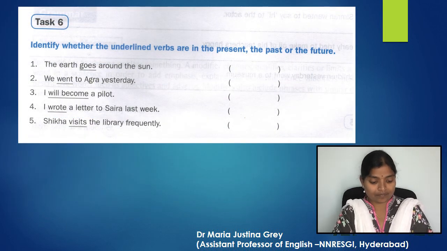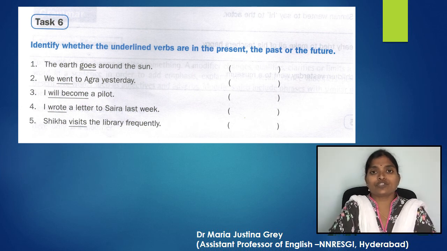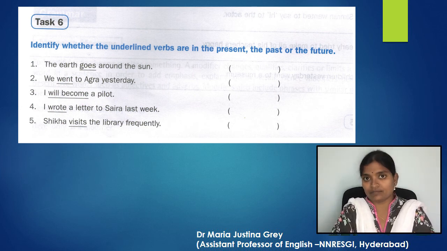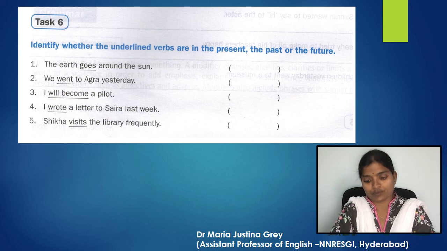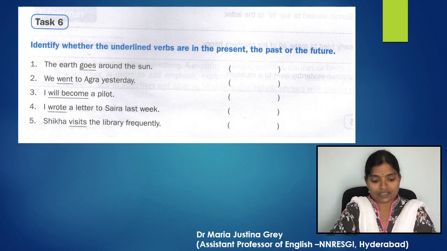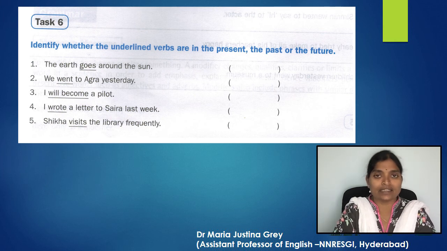Task 6. Identify whether the underlined verbs are in the present, the past, or the future. Please remember, we are just looking at the tenses now, not the time. Okay, we're not looking at the time, just look at the tense. I'm telling you this because different tenses are used for different times. Okay, we will see that in the coming pages, right? For now, just write down what tense these sentences are in. Okay? Please pause the video and do the exercise, and then we will discuss.